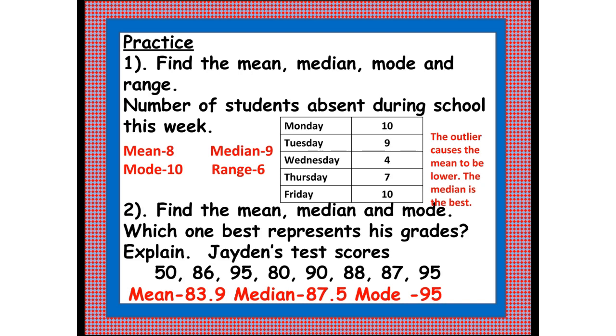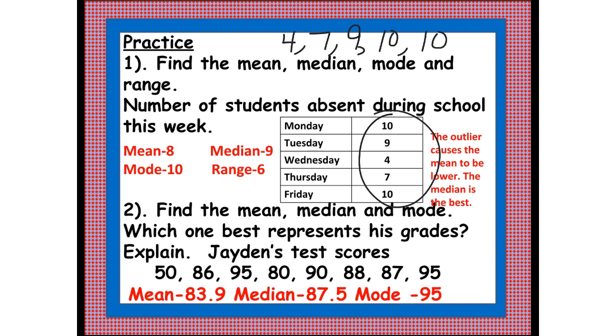Okay, so on number 1, I asked you to find the mean, median, mode, and range. So you had 5 numbers right here, and you had to take those 5 numbers and put them in order. So 4, 7, 9, 10, and 10. And once you did that, you could solve the rest. So the mean was 8. So when you added them all up, you got 40, divided it by 5, and you get 8. The median, the number in the middle, was 9. The mode is 10 because there's 2 of them. And the range is 6, 10 minus 4.